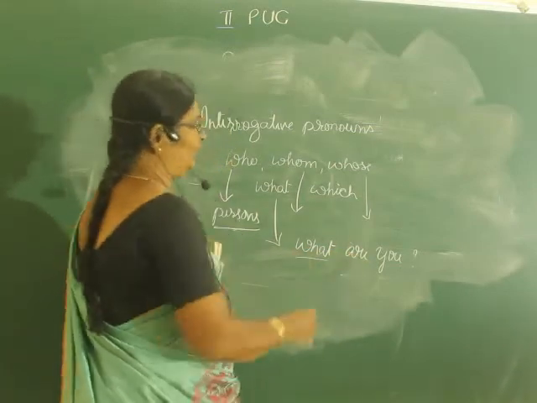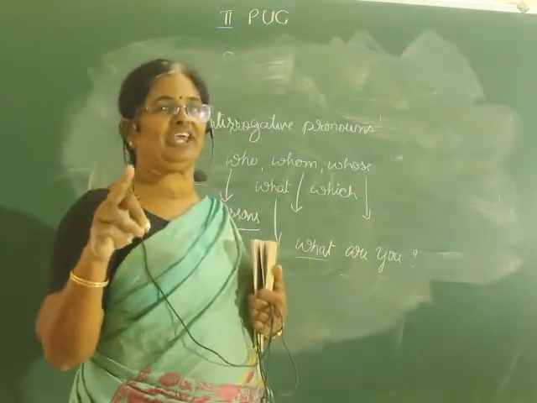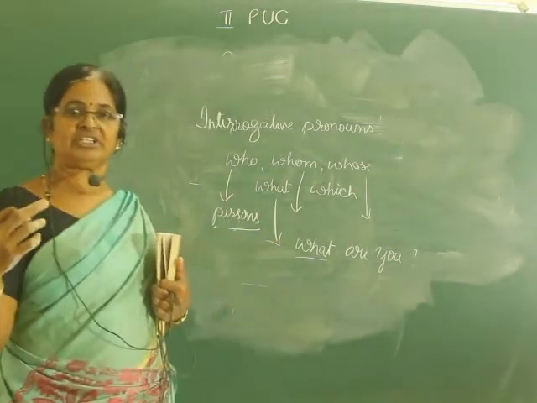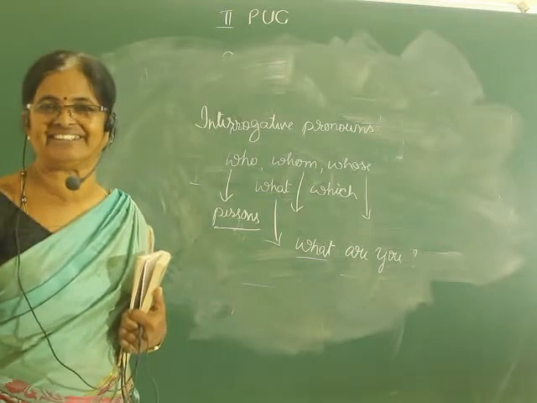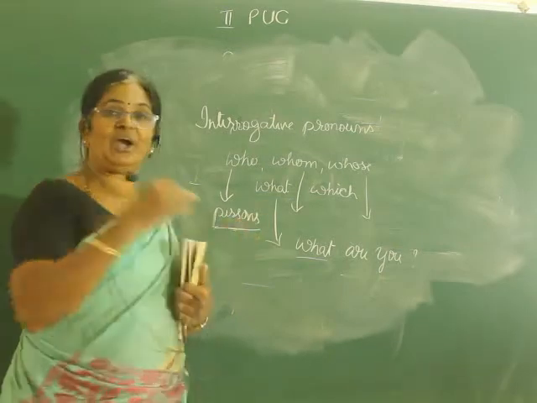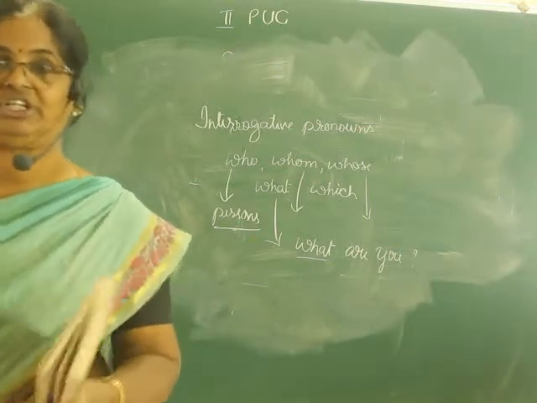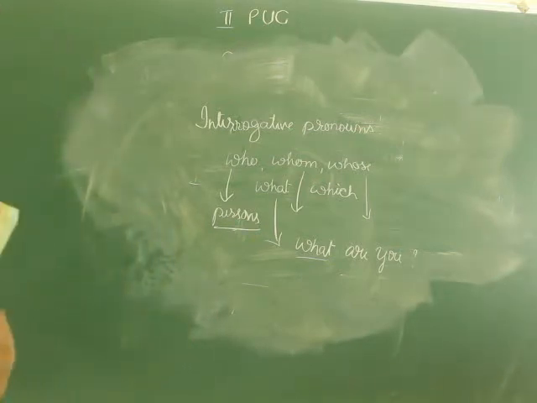Who are you? What are you? "Who are you" is a rough way. "What are you" is asking the profession. Got it? Who are you? I'm your friend. What are you? I'm a doctor. "What are you" means asking the profession. Remember, notice the difference.